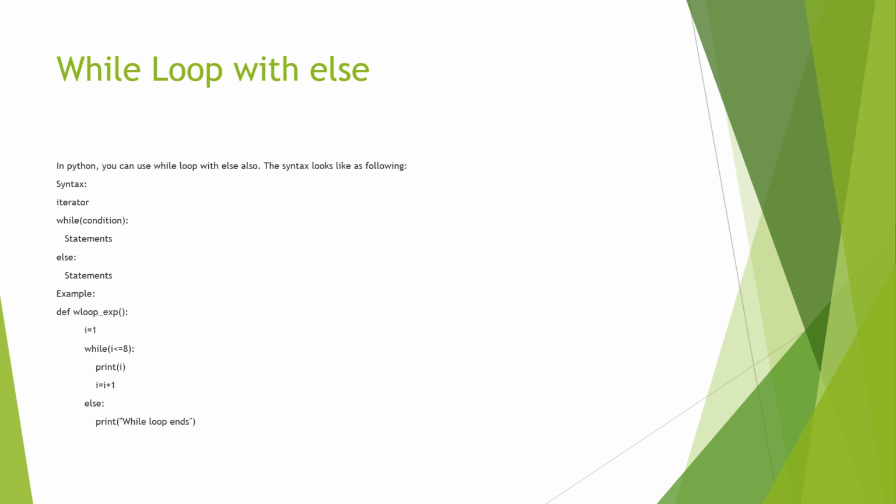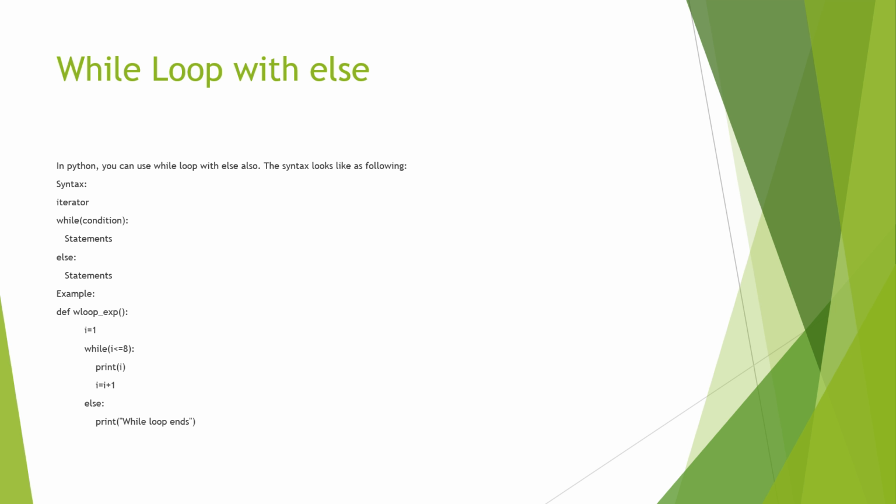Now this while loop can be used with an else statement also. So it's a mix. Now we have a nested loop, or a mix of iterators. Here I have defined a function. Def is for defining a function. So def, and the name of the function is wloop underscore exp. You can give any name. I have given wloop underscore exp.